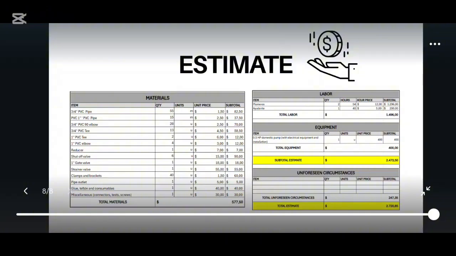According to the labor, we have the plumbers and the helpers, in a total of $1,496, and the equipment is going to be the pump. In total, the estimated cost is going to be around $2,720. Thank you.